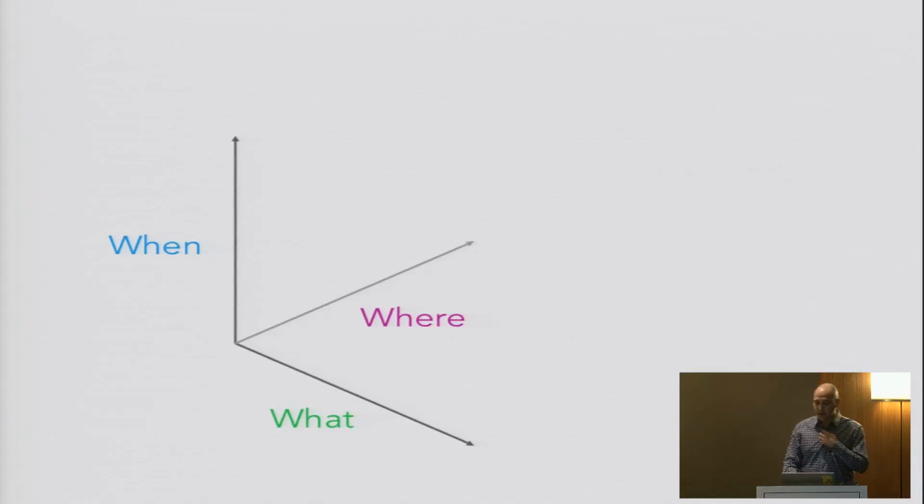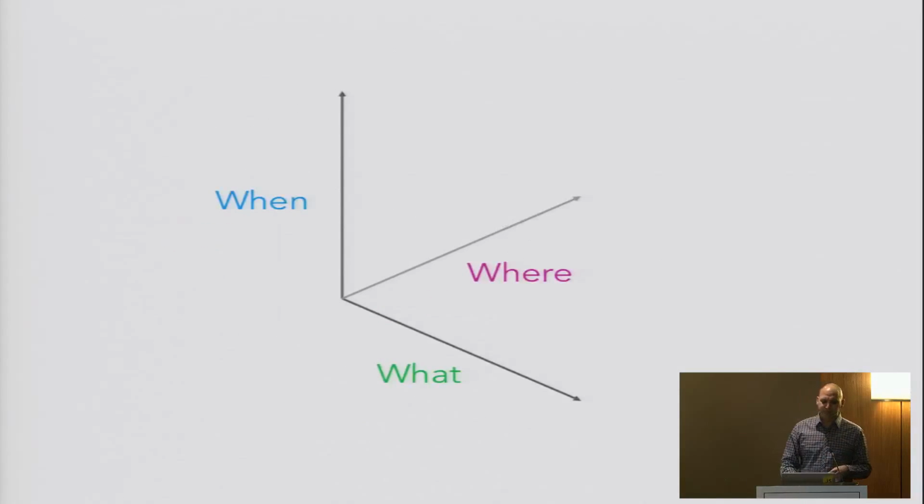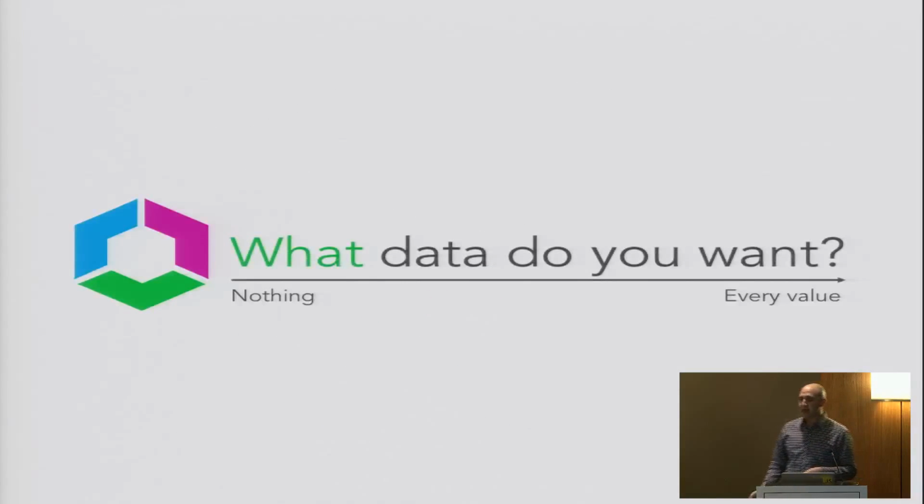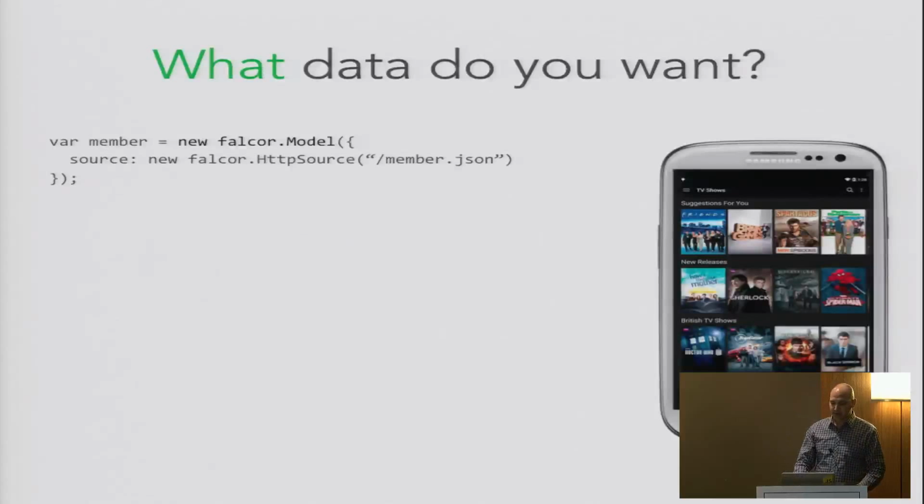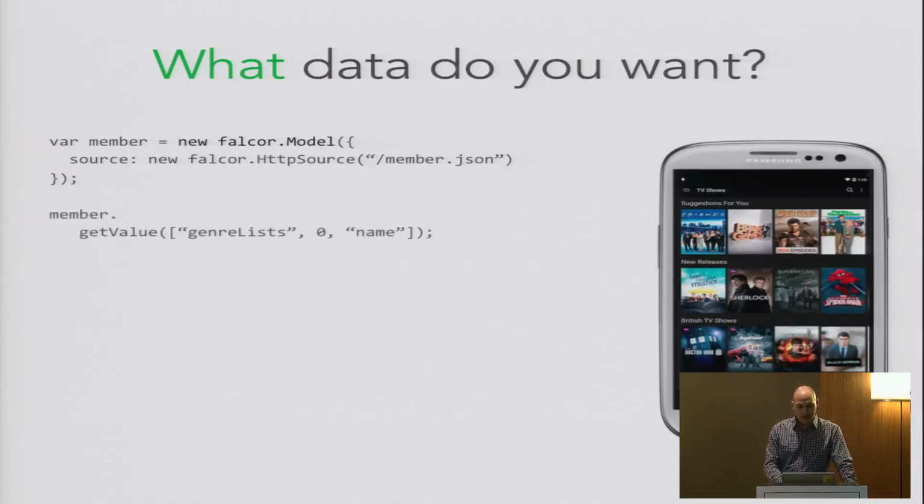So let me elaborate on that just a little bit. The what is quite simple. It's what data do you want? If I give you a JSON object, you pull that data out using a series of keys, and you do precisely the same thing here. I create a model, and in this case, I'm going to give it the URL of a remote JSON object. And then I can request, in this case, the name of the first genre list in Netflix.